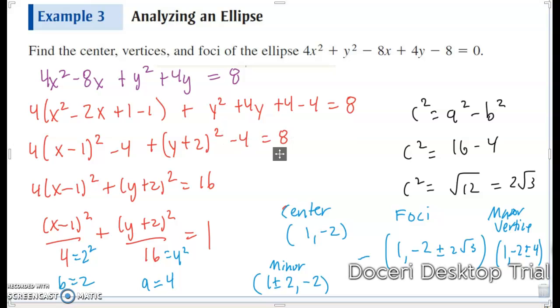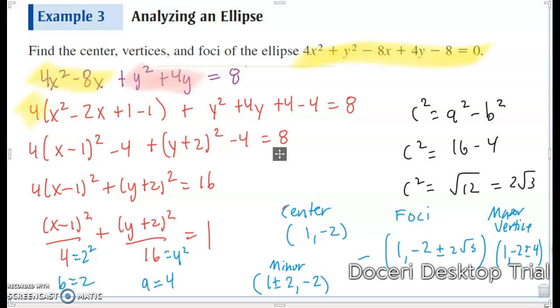All right, so for this example, we have the following expression, right here. Again, just like I did earlier, I'm going to go ahead and group the x's, and then group the y's, and then complete the square for each one. Again, I want to make sure that my leading coefficient is 1.